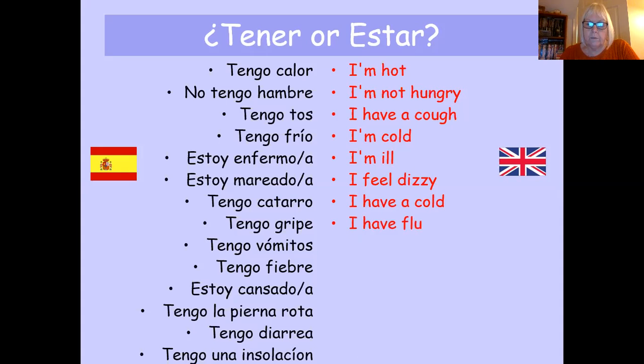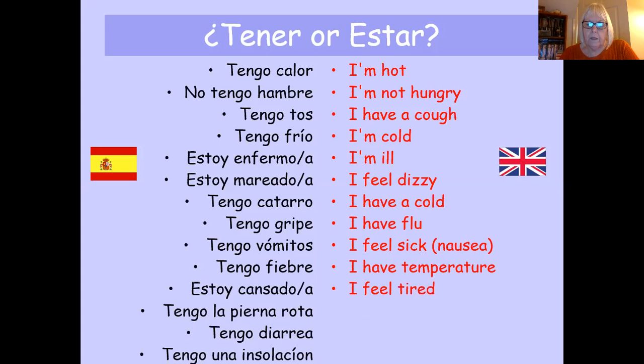Tengo vómitos, it's pretty evident, I feel sick. Tengo fiebre, I've got a fever, I have a temperature. Estoy cansado is I'm tired. It's an adjective, remember, so it could be cansada if it's a female. We saw those higher up as well. Tengo la pierna rota, I have a broken leg.